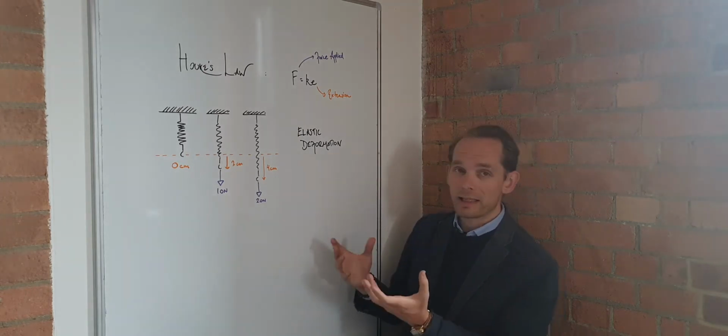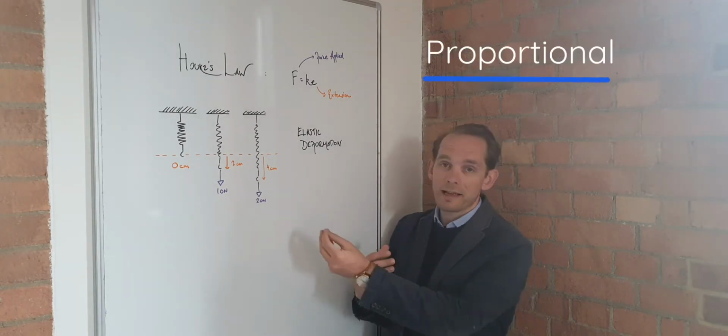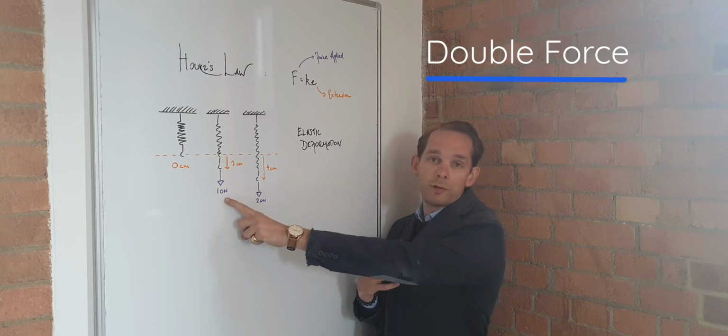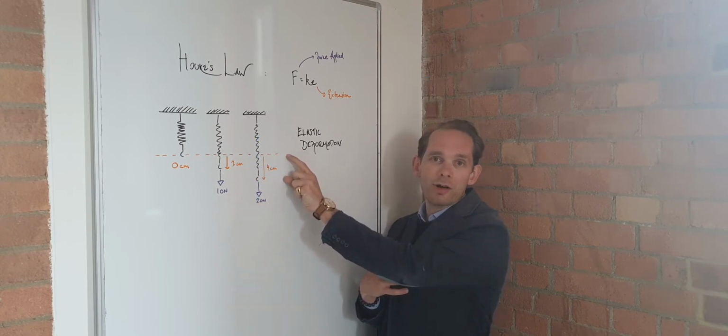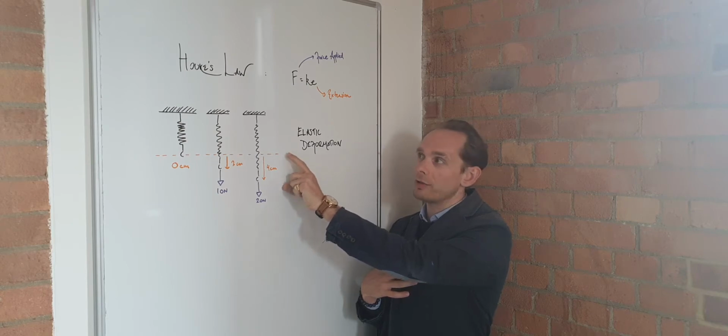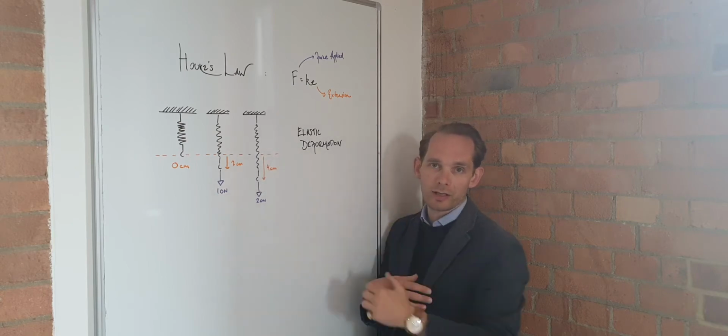So that's basically the main part of it, is to say the extension is proportional to the force. So if you double the force here, you're going to double the extension. Notice the extension is how much it's gone from its original length. We're not doubling the length of the spring, only the extension.